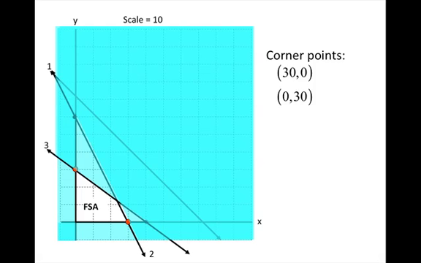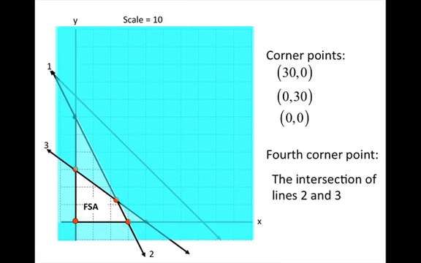Since this feasible solution area is in the corner of quadrant 1, the inequalities x greater than or equal to 0 and y greater than or equal to 0 intersected at the point 0, 0. So that's also a corner point. And then my fourth corner point is going to occur where lines 2 and 3 intersect. This is why I label my lines so I can easily tell which lines intersected to form those corner points.